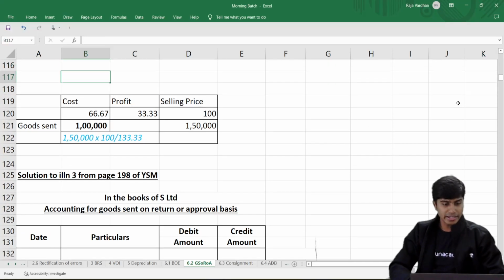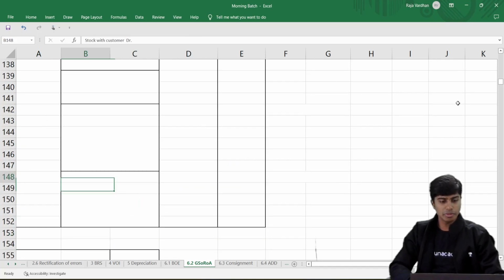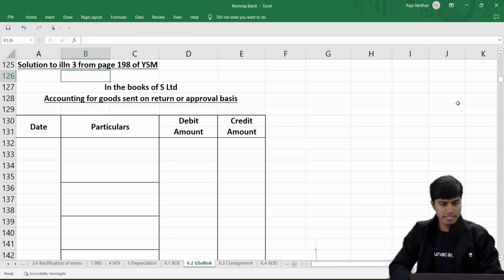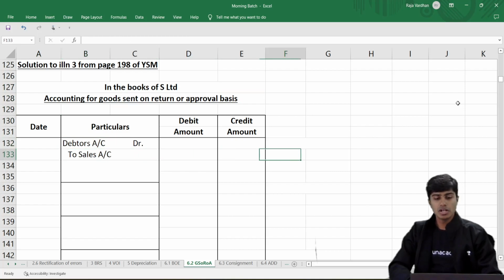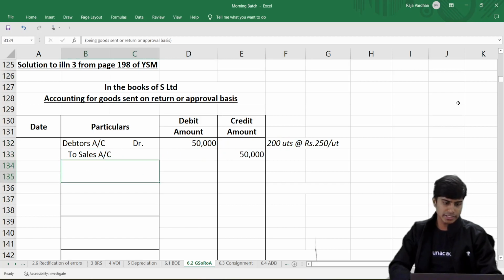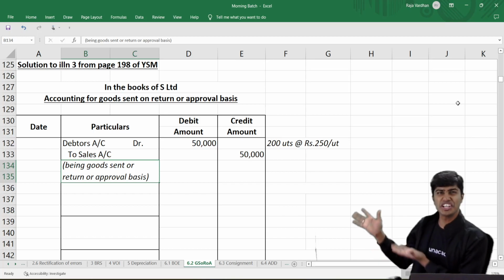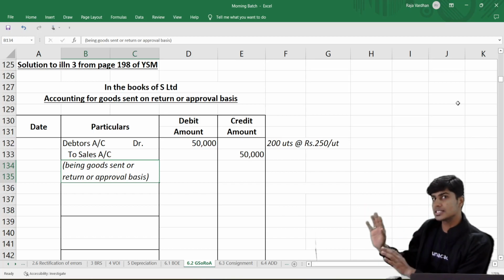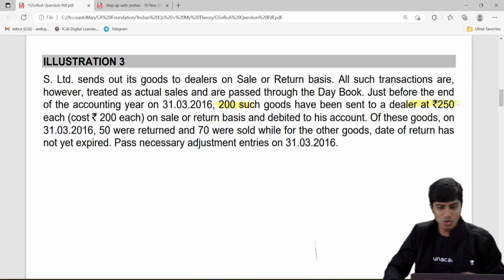I will write the entry as debtors account debit to sales. This is in the books of S Limited. Debtors account debit to sales account, 200 units into 250 per unit, which is 50,000. Being goods sent on return or approval basis, optimistically recorded as sale when the goods are sent. Then what do we have?